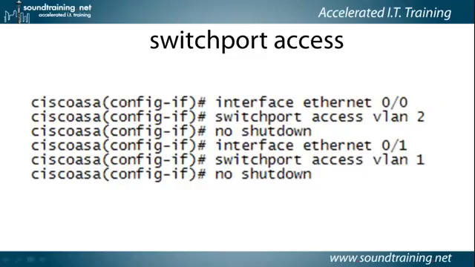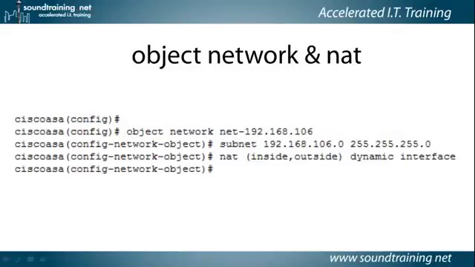Now we use the switchport access command. This again is on a 5505 to make our physical interfaces members of a VLAN. So we go to interface E0/0. We use the switchport access vlan 2 command to make it a member of VLAN 2. We issue the no shutdown command to make sure to bring the interface up. Do the same thing except with Ethernet 0/1 we make it a member of VLAN 1.